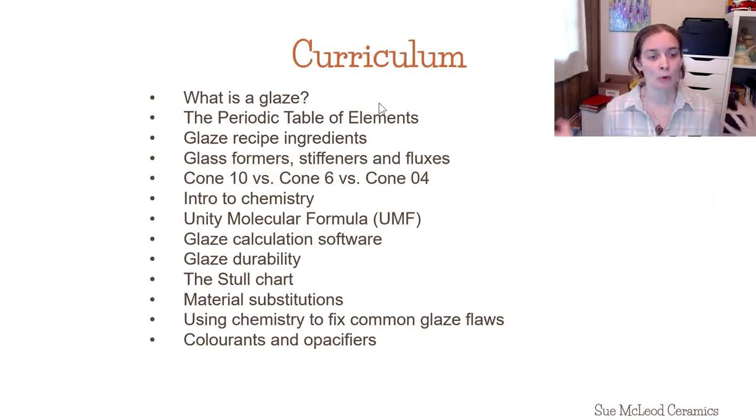So we're going to talk about what a glaze is, what a glaze is made of. We're going to get into the periodic table of elements to understand which elements are used in glazes and start learning some chemistry. And then we're going to talk about the glaze materials themselves and how they relate to chemistry. So the glaze recipe ingredients: glass formers, stiffeners, and fluxes. Those are the basic components of a glaze recipe. So we're going to talk about those, how they relate to each other.